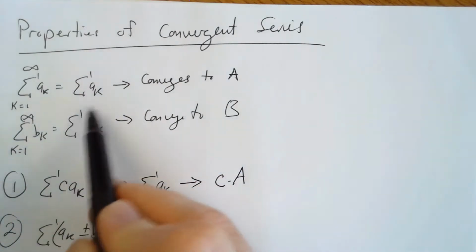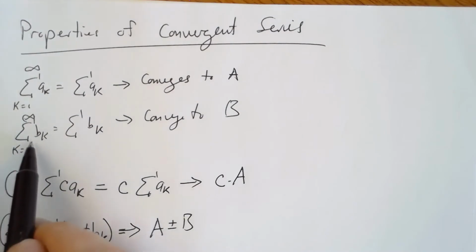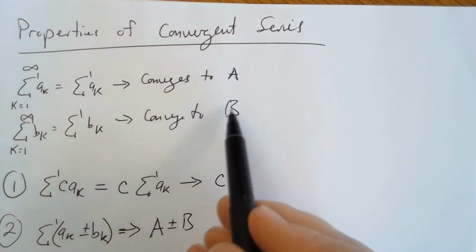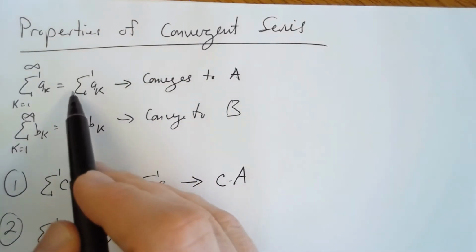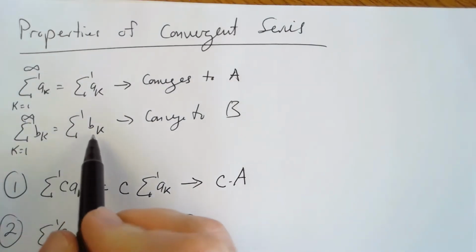So I'm going to assume that this series a sub k converges to A, and I can also look at a b sub k series that converges to B. These are values, A and B are just numbers, but a sub k is the sequence of values such that I'm adding up all those terms to make that series. The same argument can be made for b sub k.